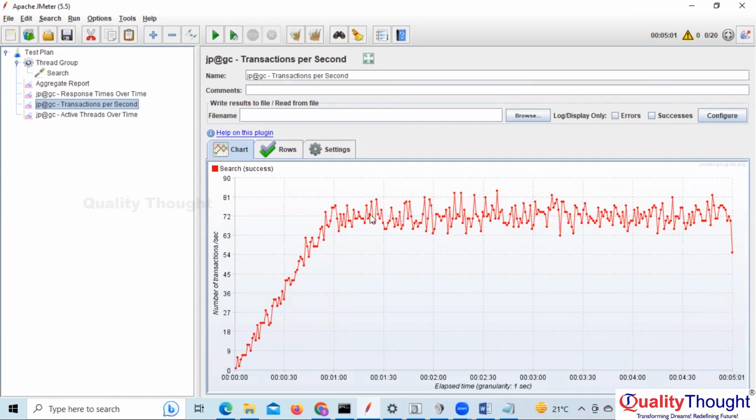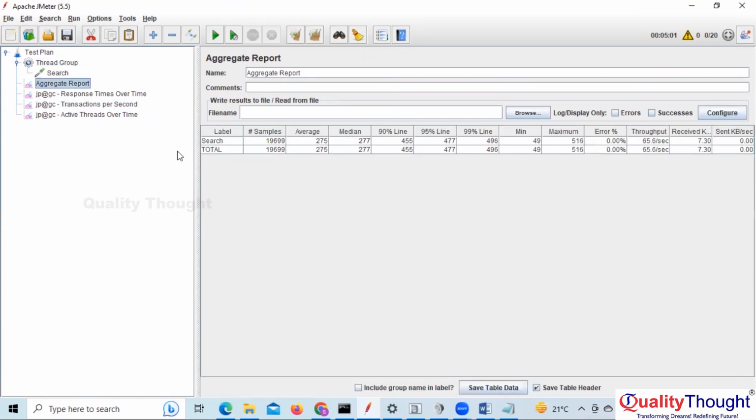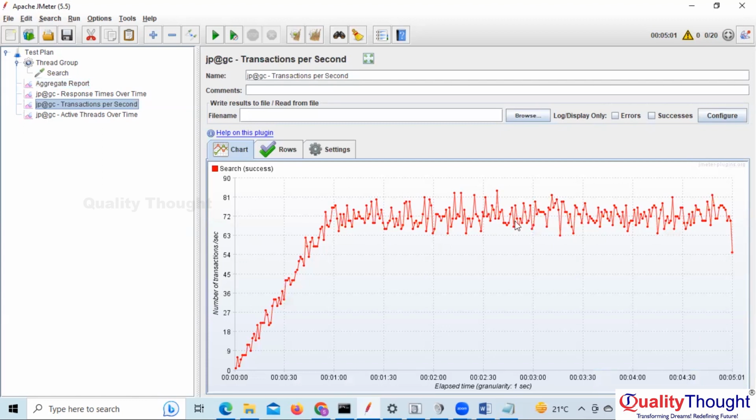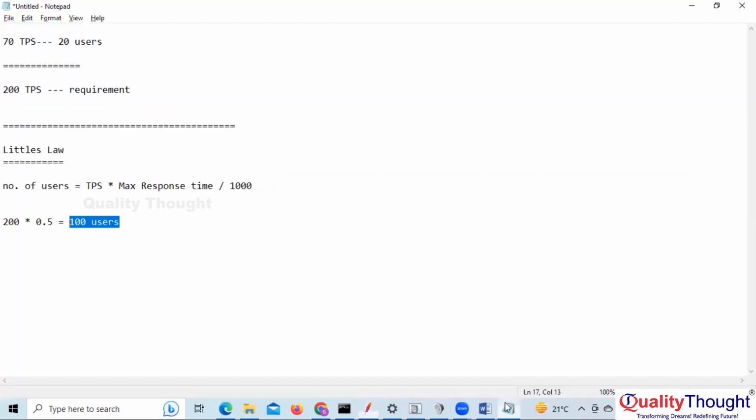70 transactions per second is what I am achieving. In the aggregate report, you will see around how many transactions after this 5-minute test? 20,000 transactions. But per second, how many are we achieving? According to this transactions per second graph, you are achieving around 70 transactions per second.